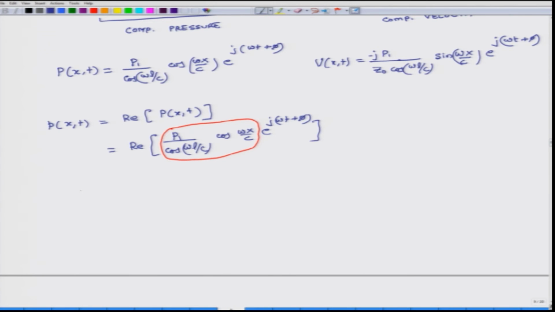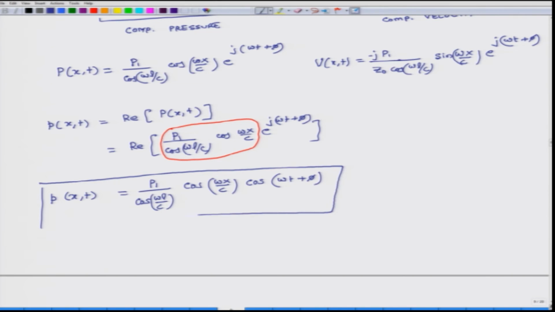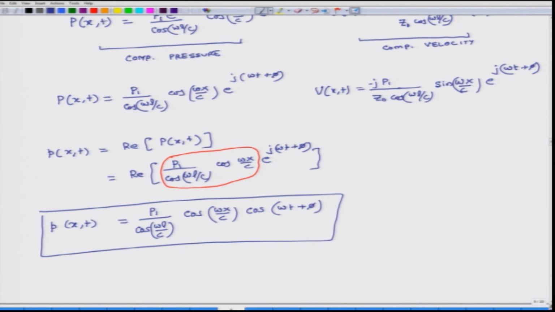So, I can finally write p of x and t is equal to P1 divided by cos(ωL/c) cos(ωx/c) cos(ωt+φ). So, this is one equation, and what this equation tells is how pressure is changing in this closed tube, and I call it equation H1.